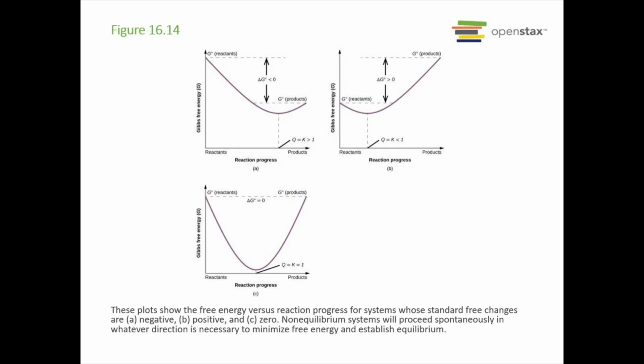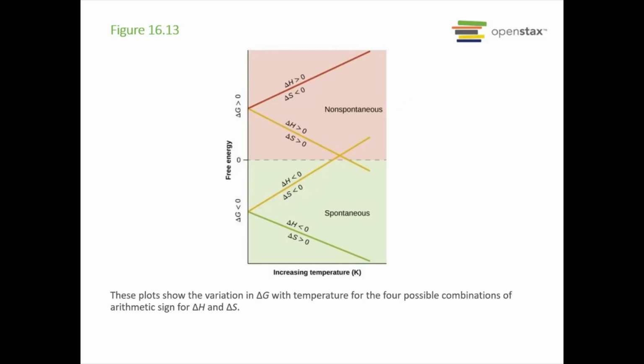And then these are some plots showing free energy versus reaction process for different systems that have standard free energy changes that are either negative, positive, or 0. And then showing non-equilibrium systems will proceed spontaneously in whatever direction is necessary to minimize free energy and establish equilibrium. So when you're bored, you can look at these graphs, but it's just to give you some examples.